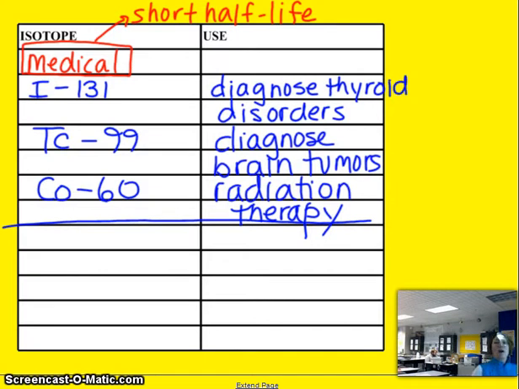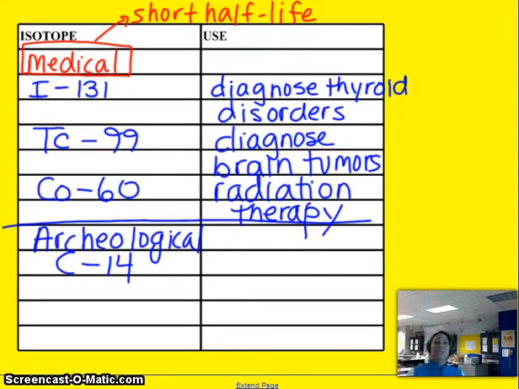For archaeological purposes, dating, determining the age of something, we use, obviously, carbon-14. It's used to date once living things.